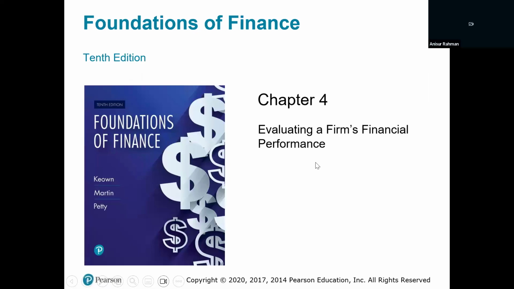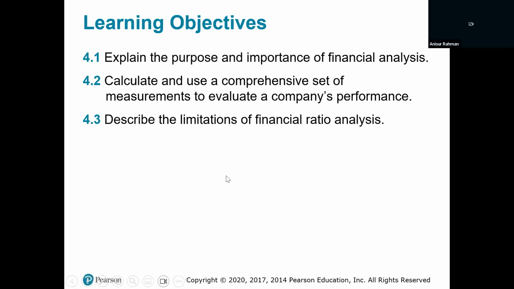So in chapter 4, we focus on evaluating a firm's financial performance. This chapter has a lot of ratios, and you need to know how to calculate each of these ratios and how to interpret them. The formula sheet will help you greatly to calculate these ratios, right? But you need to know how to interpret them.